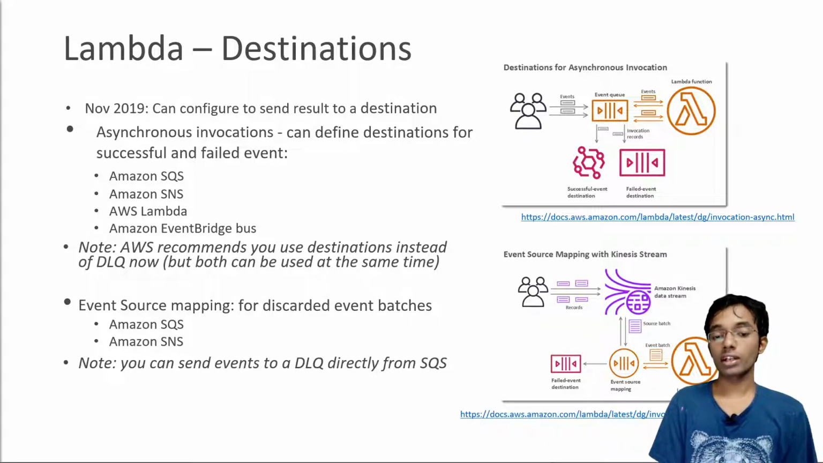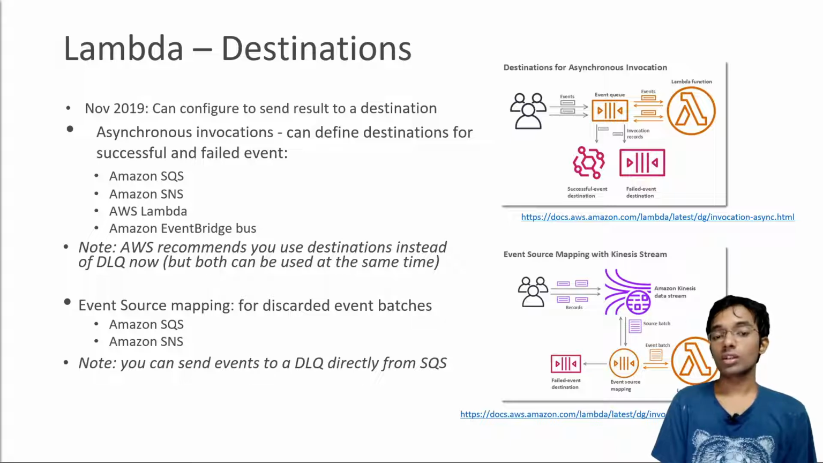Yes, destinations for failed events and DLQs are very similar, but now AWS recommends that you use destinations instead of dead letter queues in the future, for Lambda functions that are asynchronous. But both can be used at the same time. And yes, there is some overlapping feature, but the idea is that with destinations, you have more options. With a DLQ, you just have SNS and SQS, but with destinations, you can also send it to a Lambda and to an EventBridge bus.